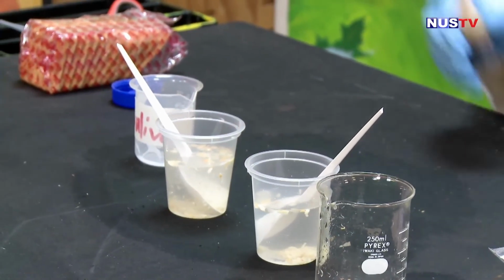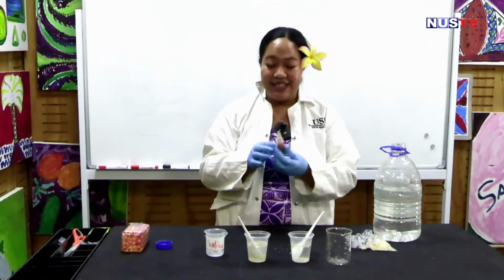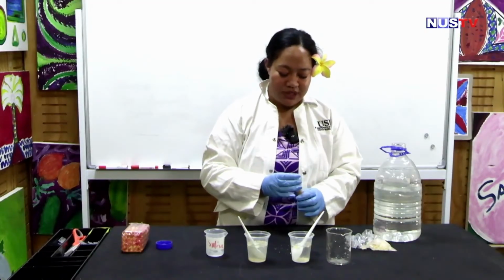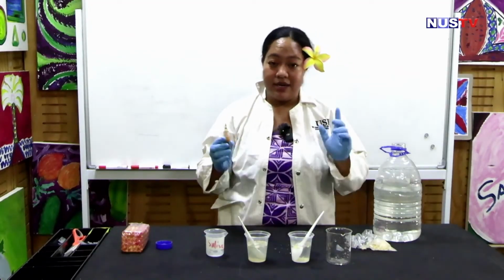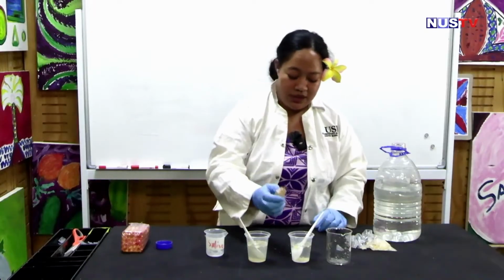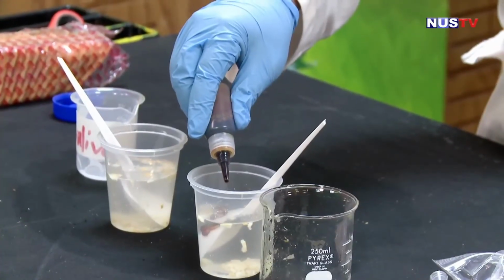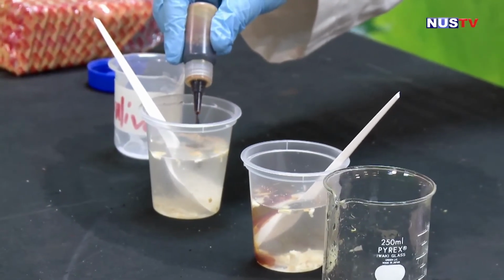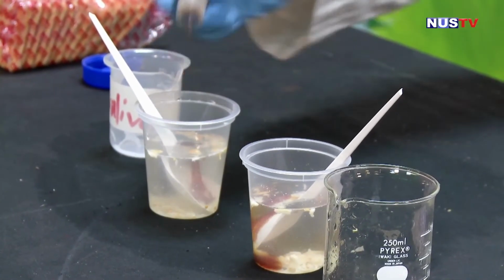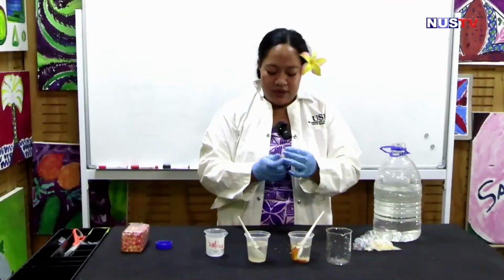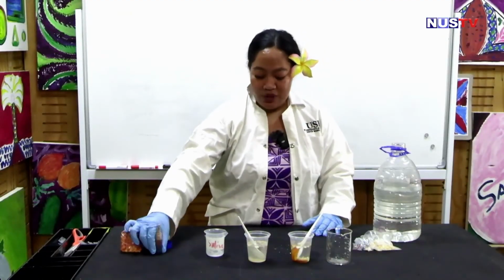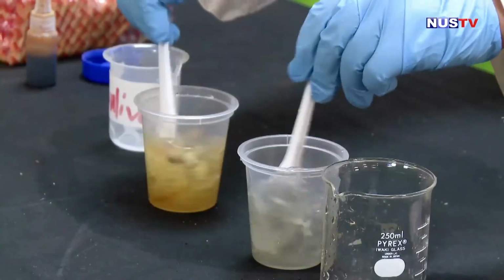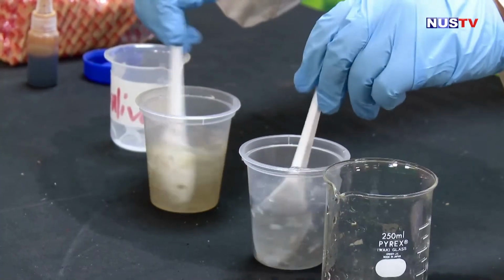Okay, cool. So now we're going to add iodine into both of these, and we'll see what happens. I'm going to add 6 drops into each cup. So 1, 2, 3, 4, 5, 6, and 1, 2, 3, 4, 5, 6. Make sure you close it so that no one accidentally drinks it. And then we can stir and we'll see what happens.